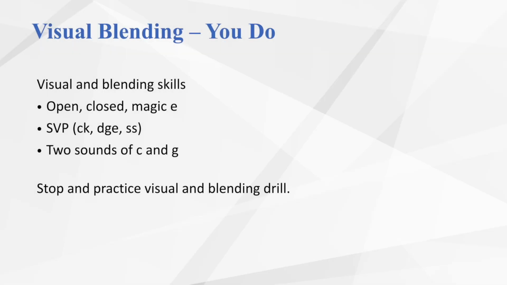With that, we'd like you to practice a visual and blending drill, but staying with the more basic concepts of open, closed, Magic E, and short vowel pointers. You've included 3 short vowel pointers in your deck, CK, DGE, and SS, and you're tapping for the 2 sounds of C and G in the visual drill. Finally, you'll need to support the correct sounds for C and G in the blending drill.